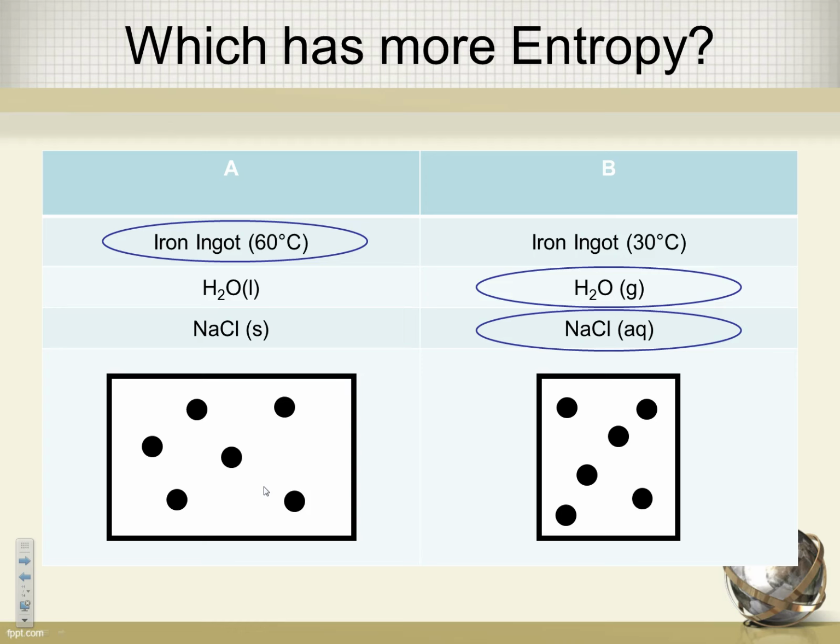The next one here, we've got a large container with 6 particles in it and a small container with 6 particles in it. So go ahead and think about that for a second. All right, and in this case, it's the large container. Again, just because there's more places that those particles can occupy, so there's more entropy in that situation.